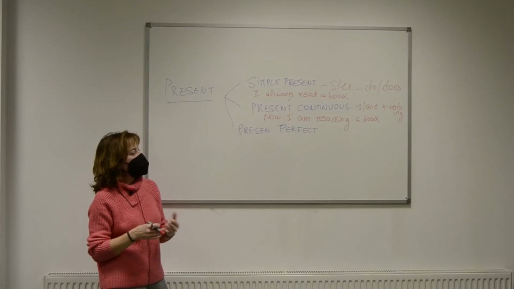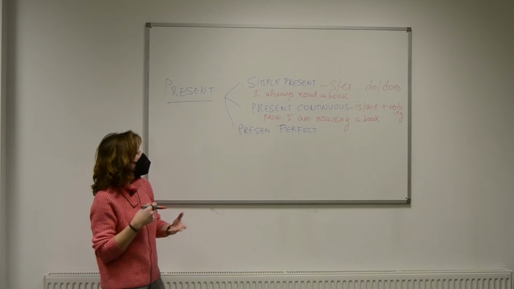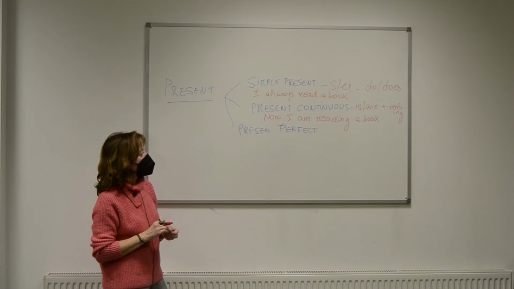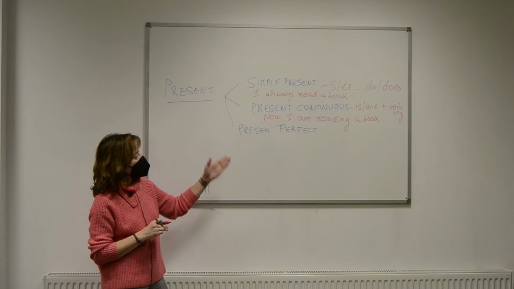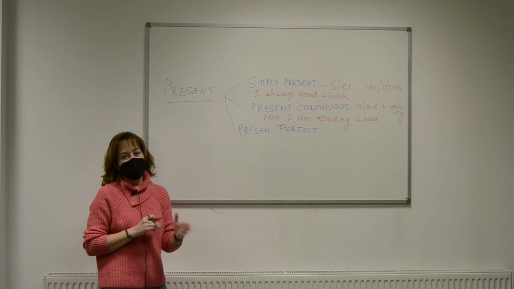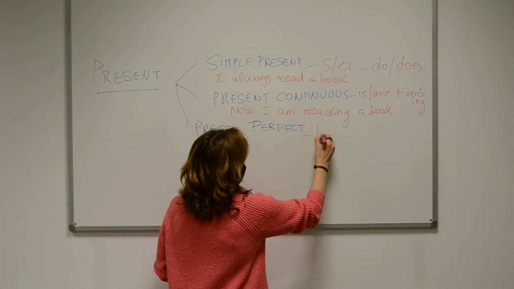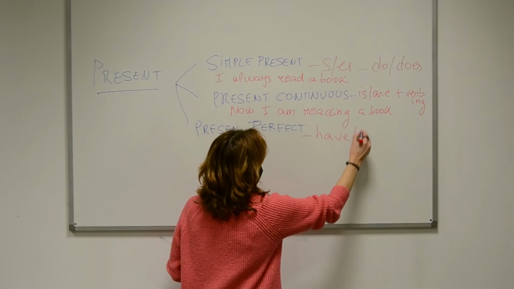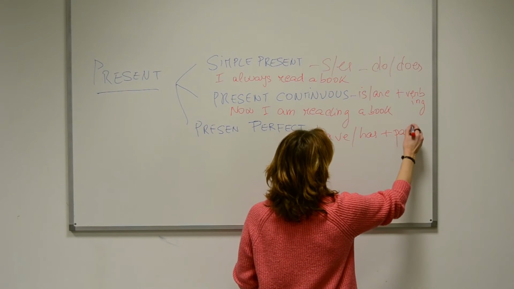Expressions with the present continuous: now, at this moment, today, if the day isn't finished. Present simple, habitual actions. Present continuous, something that is happening now. Present perfect. Present perfect, have or has, plus the participle.